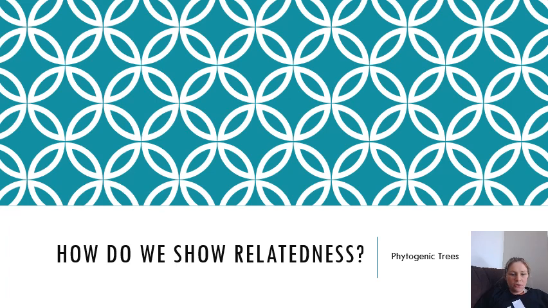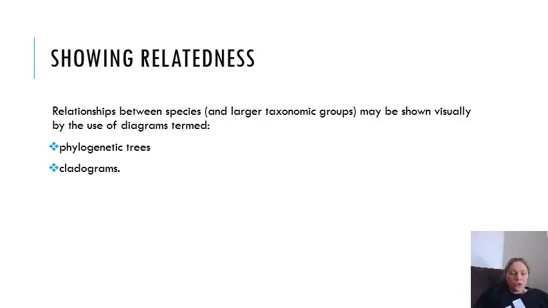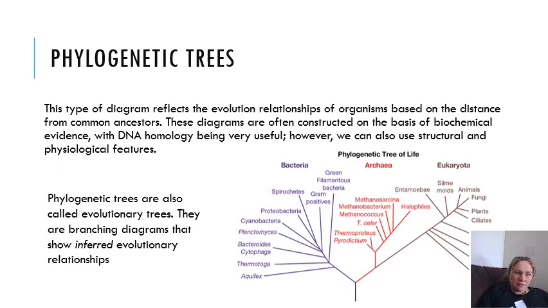Hi everyone, today we're going to look at how we show relatedness, or how species are related, based on phylogenetic trees. So we can show relationships between species and larger taxonomic groups visually using diagrams called phylogenetic trees or cladograms.